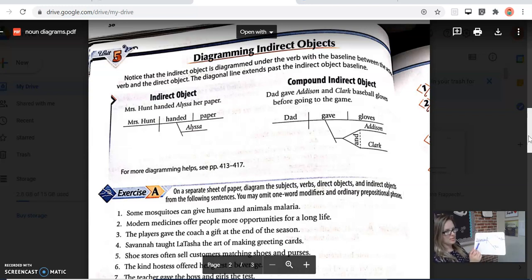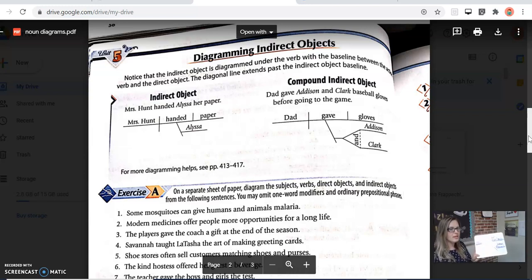Humans and animals. On a separate sheet of paper, diagram the subject, the verb, the direct object, and indirect objects. You may omit one word modifiers in ordinary prepositional phrases. So we're not diagramming the whole sentence. We haven't got there yet. We've been going piece by piece as we learn different parts of speech. So don't worry about all those adjectives and the articles. We'll get there. Just so you know, usually a modifier or an adjective goes under the word it modifies. So it would be some mosquitoes can give malaria. Oh, don't even worry about that now.